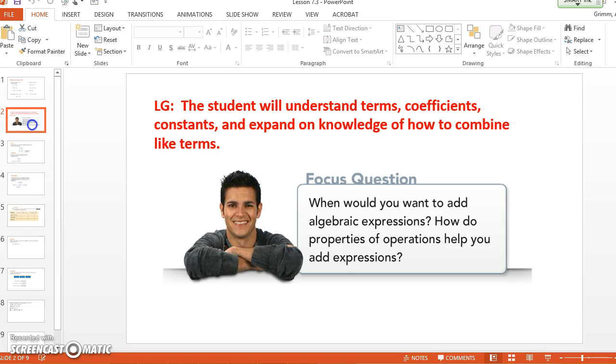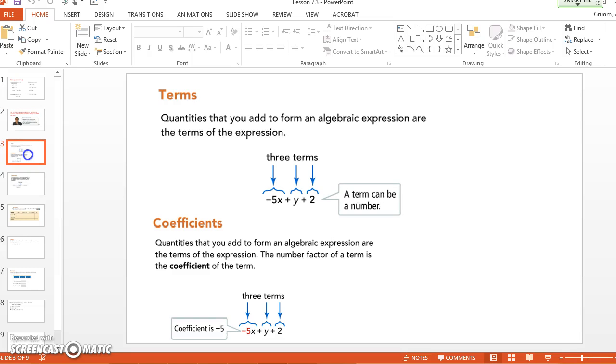Nick, I am so glad that you asked. Okay, so here we go. Here's the first 2 vocabulary words. The first one is terms. Here's a picture of what terms are. This has 3 terms. Each time that these are separated by that adding and subtracting, you have a new term. Okay, so there are 3 separate terms here.